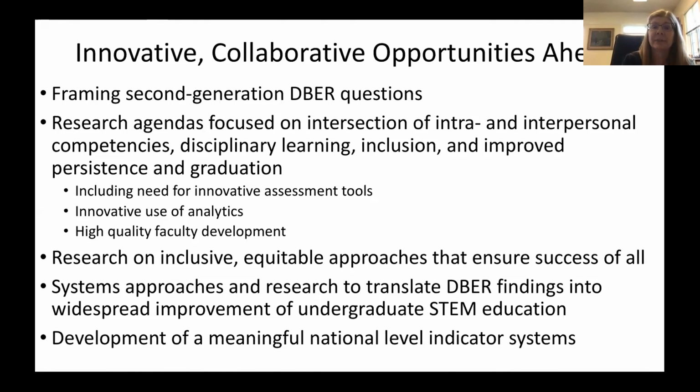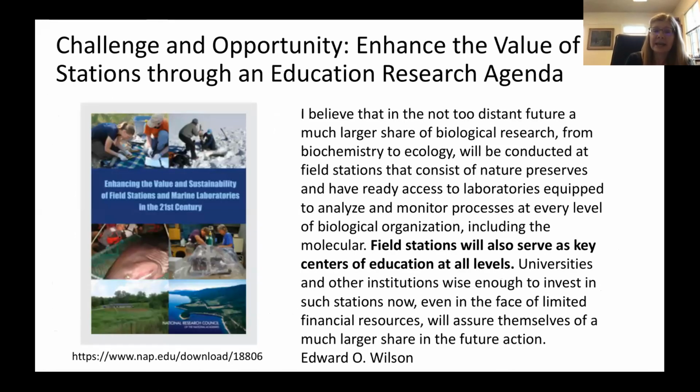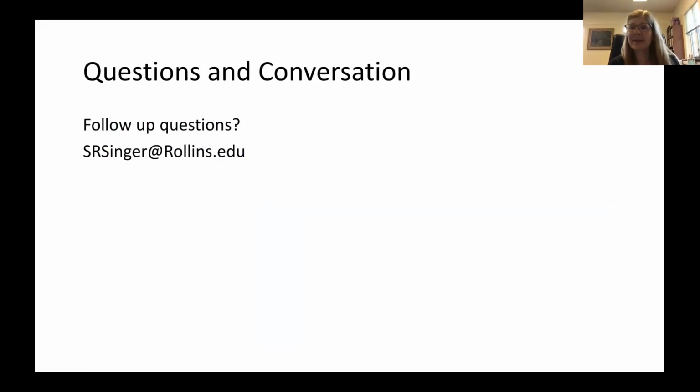And then thinking about how do we really get systems level change and how do we measure that change. So I think we end with the FSML report and E.O. Wilson's inspiring convergence type of quote, but more importantly, field stations will serve as key centers for education at all levels. I would amend that to field stations will serve as key centers for education research at all levels. And let me stop there and turn this back over to Kari.